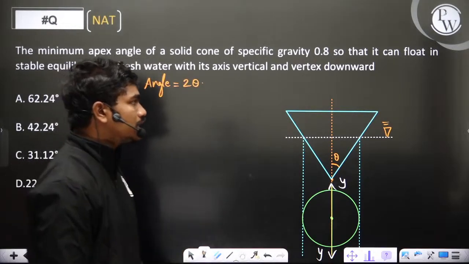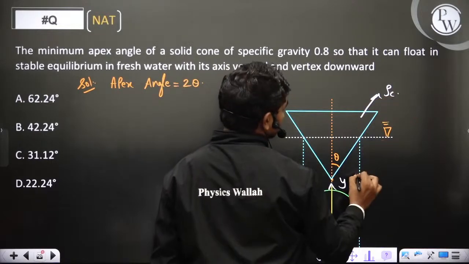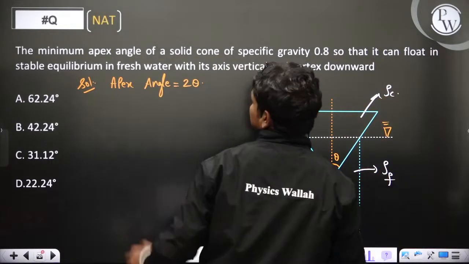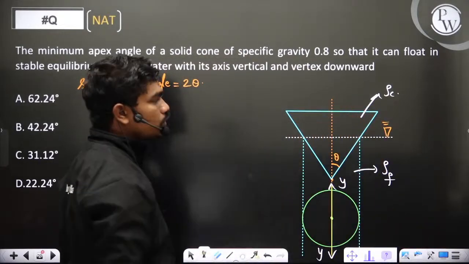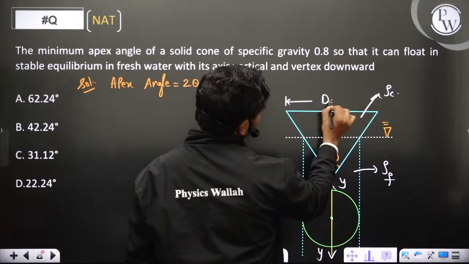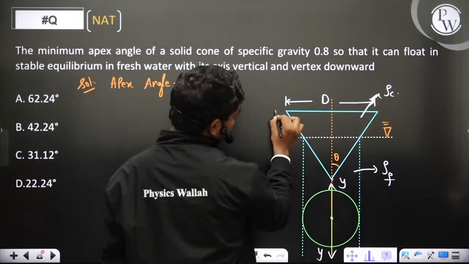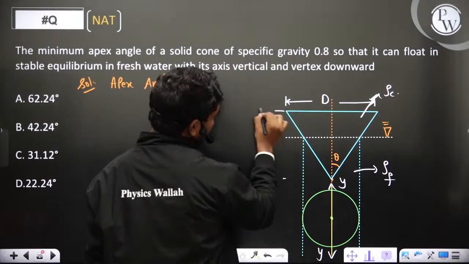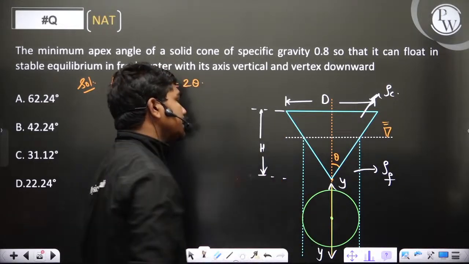Now try to understand this. Let us suppose this is the density of the cone and this is the density of the fluid, for the solid cone of specific gravity 0.8. Now this side is D. Let us suppose this is the diameter of the cone and this is the total height of the cone, till this point.